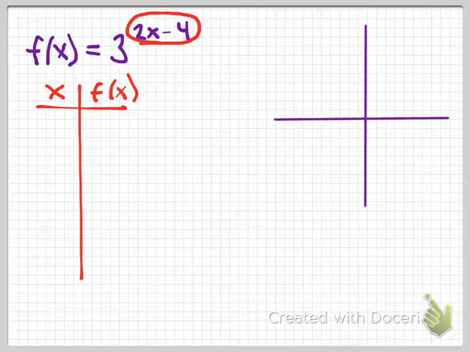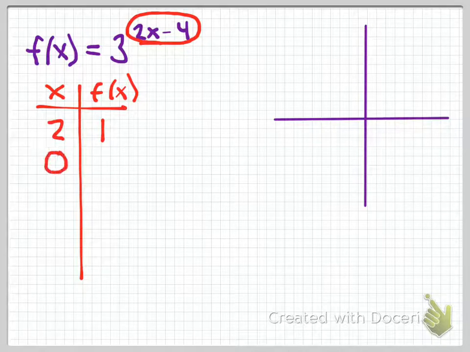For example, if I plug a 2 in for x, well, I know that 2 times 2 is 4 minus 4 is 0. That'll give me 0 in my exponent. That will give me 1 as an answer here. What if I plug in something like, well, let's plug in 0. What happens if I plug in 0? If I plug a 0 in, I get 2 times 0 is 0. I get 3 to the negative 4th.